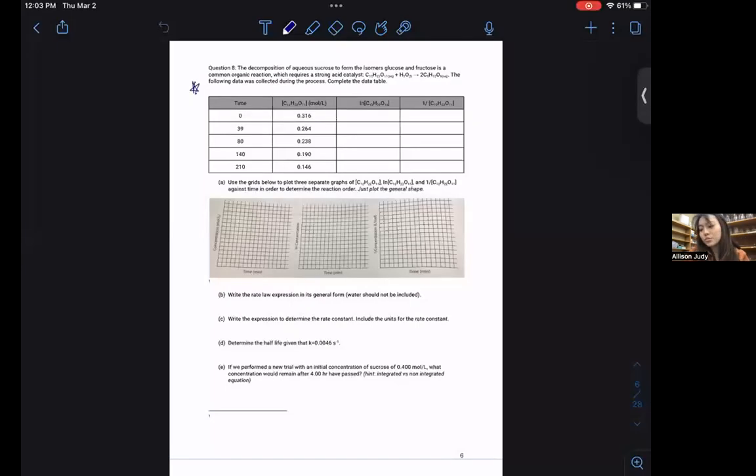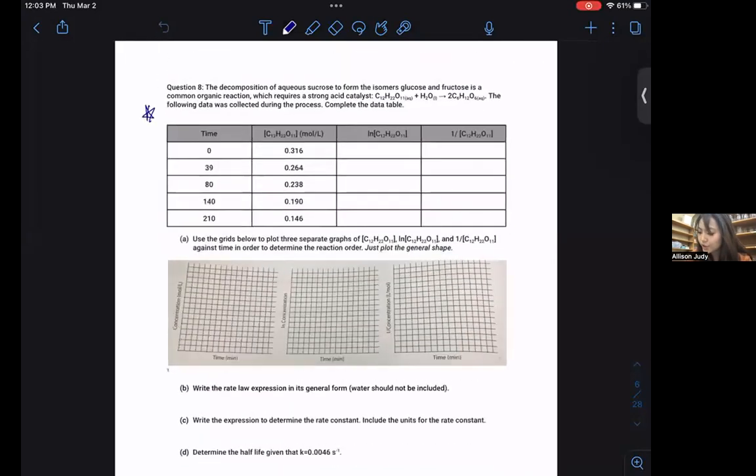All right, AP students, welcome to your AP walkthrough on integrated rate law. What we have here is we're going to go through one conceptual problem and then two short FRQ.